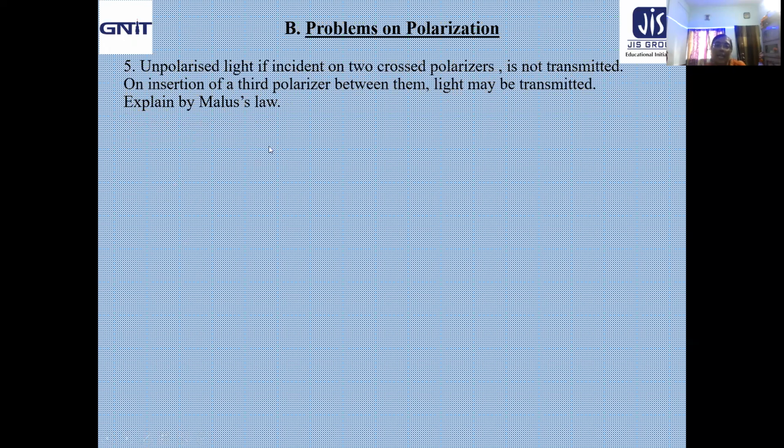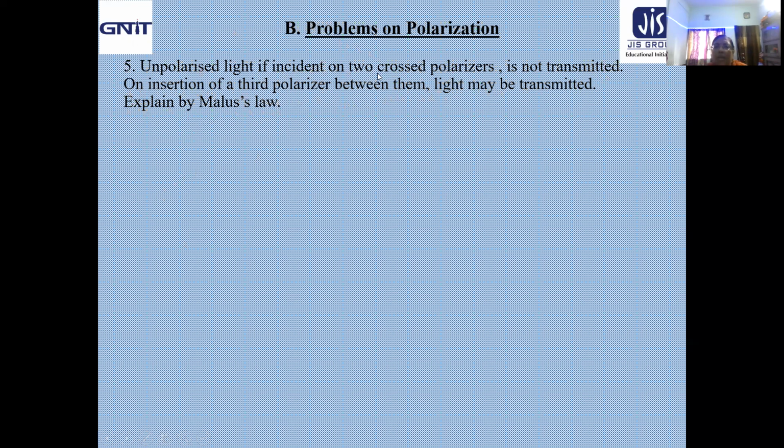Unpolarized light, if incident on two cross polarizers, is not transmitted. On insertion of a third polarizer between them, light may be transmitted, explained by Malus's law.